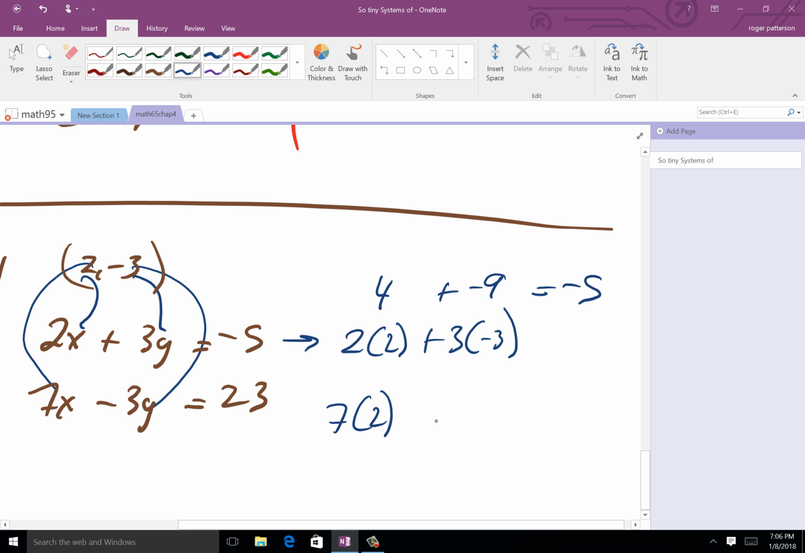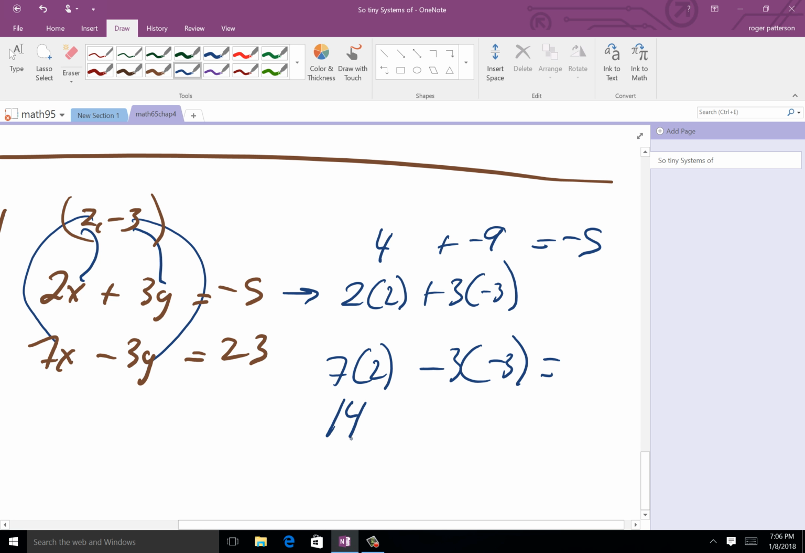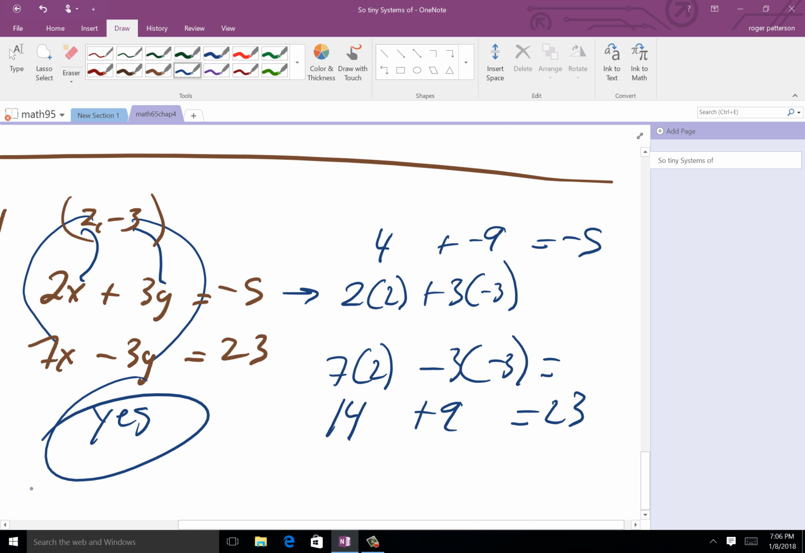7 times 2 minus 3 times negative 3. So I get 14 plus 9, which is 23. Hey, that works there too. So yes, this is a solution. Since it works in both of those equations, it's good to go. If you had got one of them not to work, then you would have said no. But since it works in both equations, even though you're getting different numbers, negative 5 and 23, that's okay, because that's what the equation says you should get. So that would be a yes.